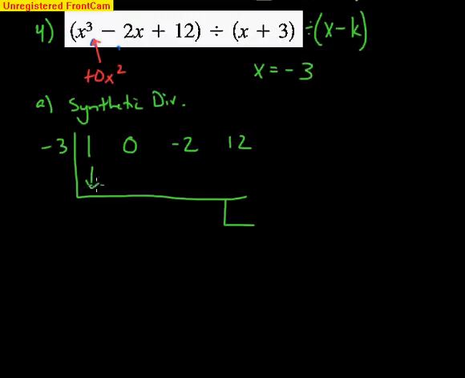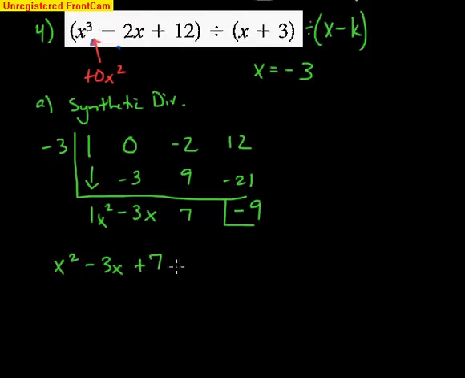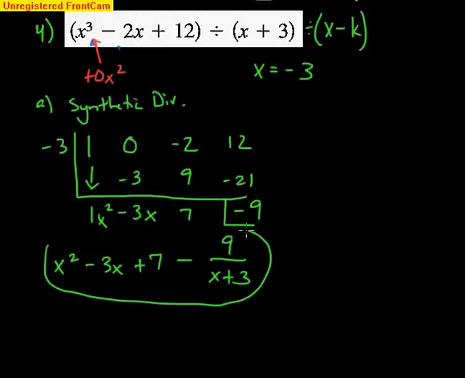And now, you bring the 1 down, and you multiply by negative 3 across, and you add down. Multiply by negative 3, add down. Multiply by negative 3, add down. So this is my final answer. Remainder, constant, x squared. X squared minus 3x plus 7 minus 9 over what I divided by, x plus 3. That's synthetic division. Now let's approach this problem using long division as well.